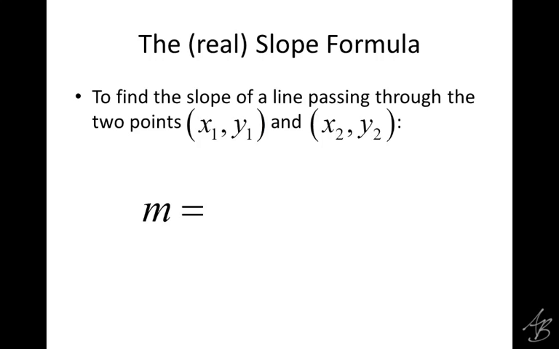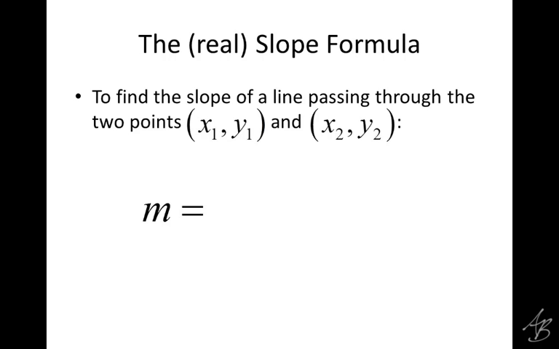So what we did is we took the picture of a line, and we found 2 points on the line, and then we counted from one point to the other. We counted how much we go up or down. We counted how much we go to the right or to the left if you wanted. And then we used that to write a fraction, rise over run, and then we simplified it to get our slope.